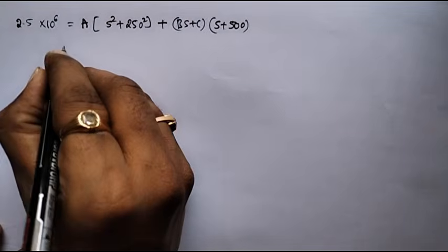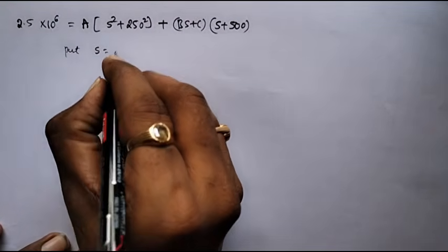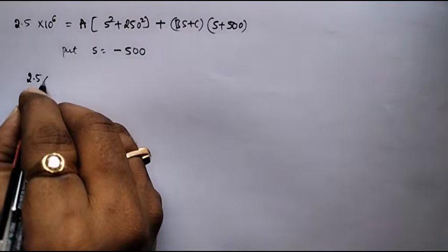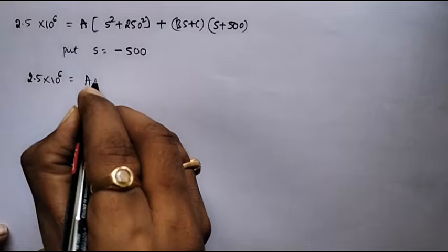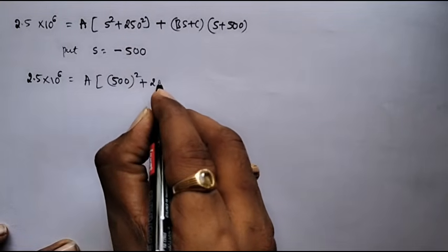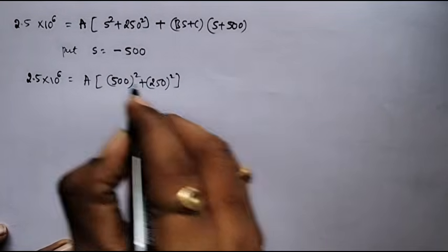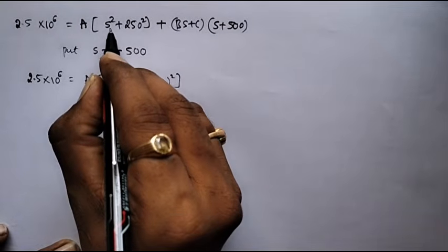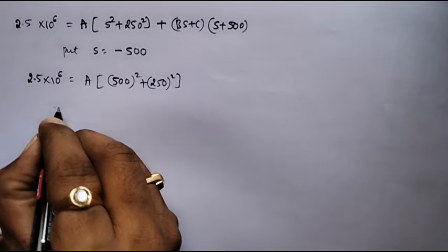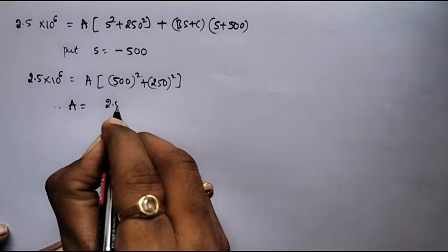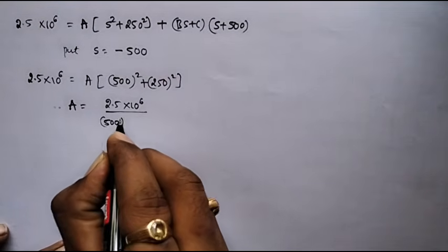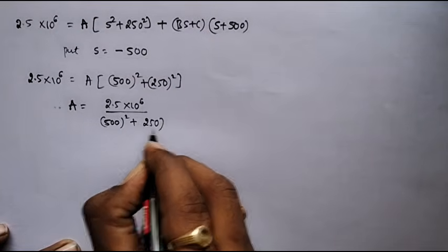Therefore, put s equal to minus 500 in the above equation. 2.5 into 10 raised to 6 is equal to A in bracket 500 square plus 250 square, because s is minus 500, and minus 500 square is nothing but 500 square. Therefore, I can get A equal to 2.5 into 10 raised to 6 divided by 500 square plus 250 square.